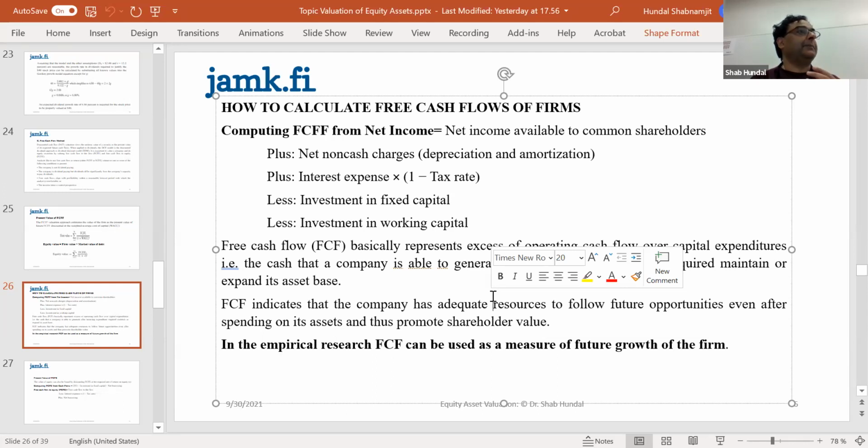Operating cash flow means you sell your products, you get the revenue, yeah? Minus you deduct all the expenses which you pay in cash. There are some expenses which you pay in cash, but there are some expenses which you don't pay in cash. So don't minus those non-cash expenses, because the money is not leaving you, remember.